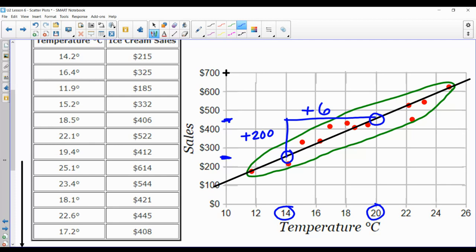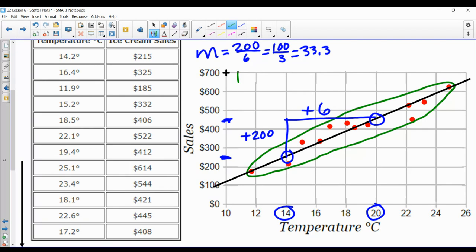Okay, so this is one of those things where I have to be really careful and read the labels on the side, read my scaling. So my slope here is 200 over 6, which I could reduce to 100 over 3. But oftentimes when we're doing this in a graph, it's going to be easier to list this as an approximate 33.3.